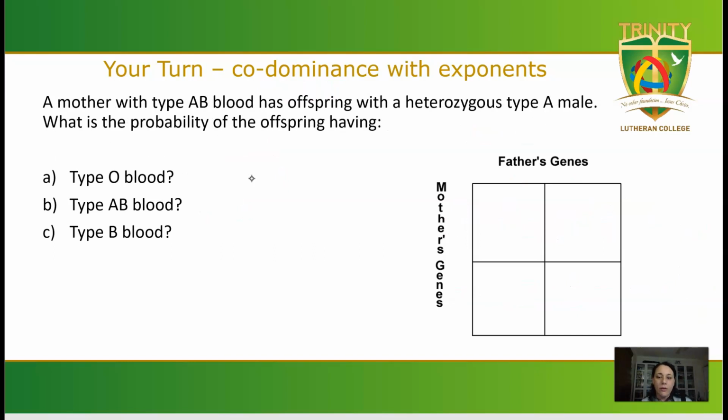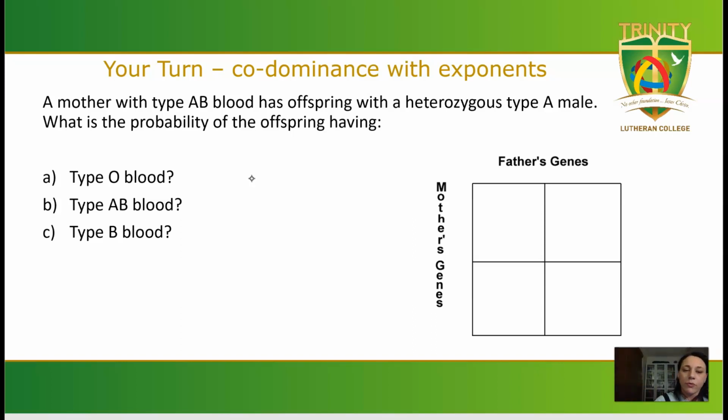Okay, have another go. This time we've got an AB mother who has offspring with a heterozygous type A male. What's the probability of the offspring having type O, type AB, or type B blood? Up to you whether you use exponents or not here. I'm going to though, because I think you need the practice. Pause the video here and have a go before you keep watching.